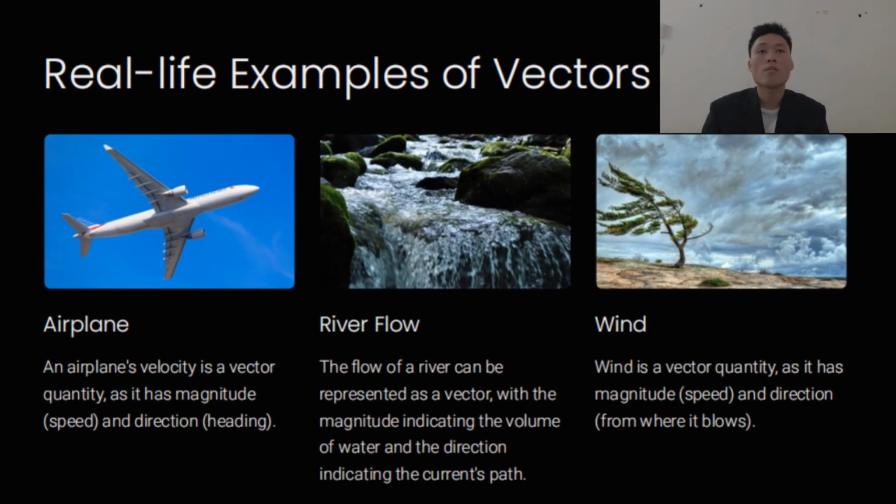Real life example of vector. Airplane. An airplane velocity is a vector quantity, as it has magnitude, which is speed, and direction, which is heading. River flow. The flow of a river can be represented as a vector, with the magnitude indicating the volume of water and the direction indicating the current path. Wind. Wind is a vector quantity, as it has magnitude, which is speed, and direction from where it blows.